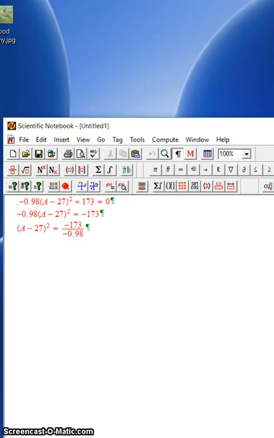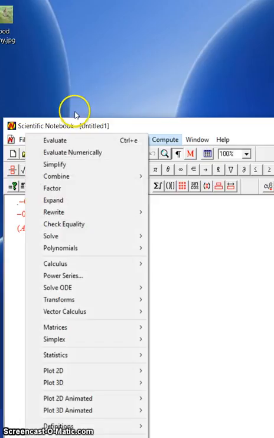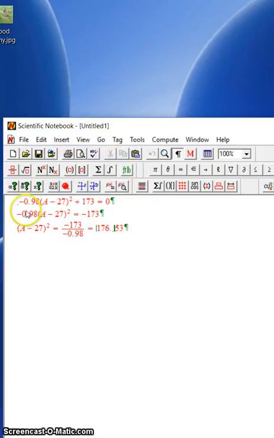And let's see, this is a very nice program that I have here. It allows me to simplify things. I don't know what those little green lines are. I'll take those out. That's a 176.53.